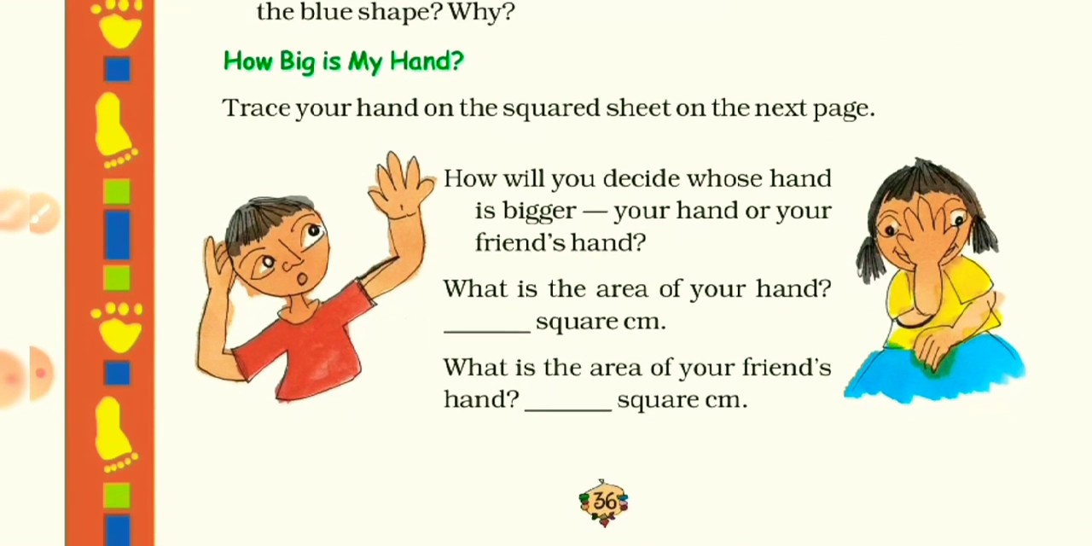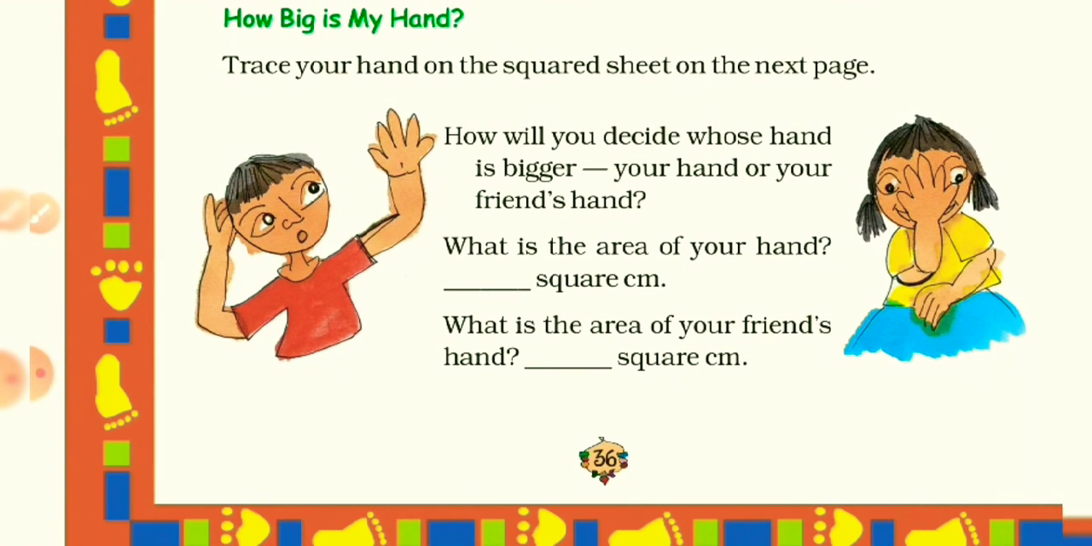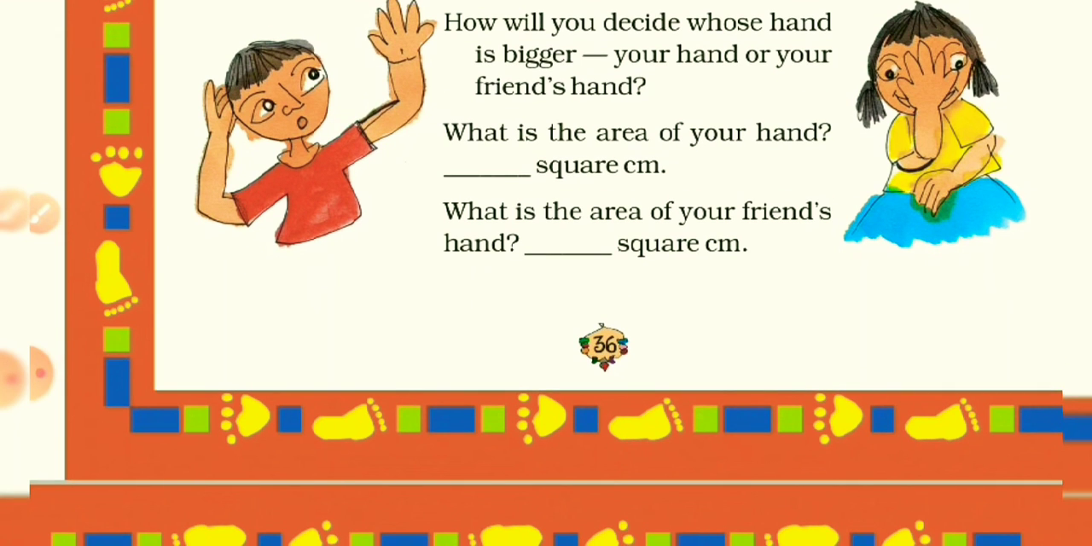Now the second topic is how big is my hand. There is an activity for you, so let's read it first. Trace your hand on the squared sheet on the next page. How will you decide whose hand is bigger, your hand or your friend's hand? What is the area of your hand? You will find out. What is the area of your friend's hand?